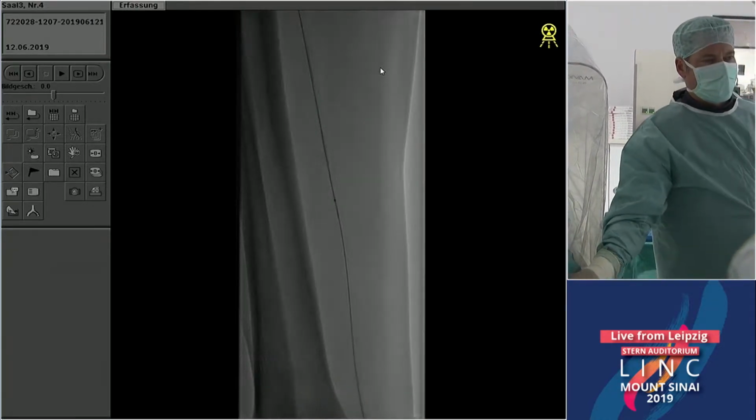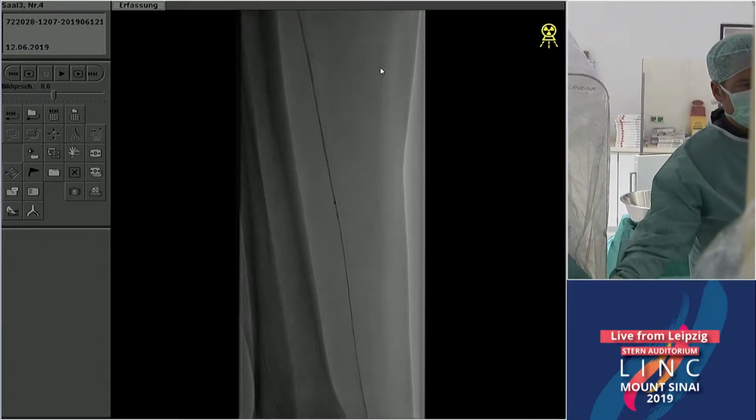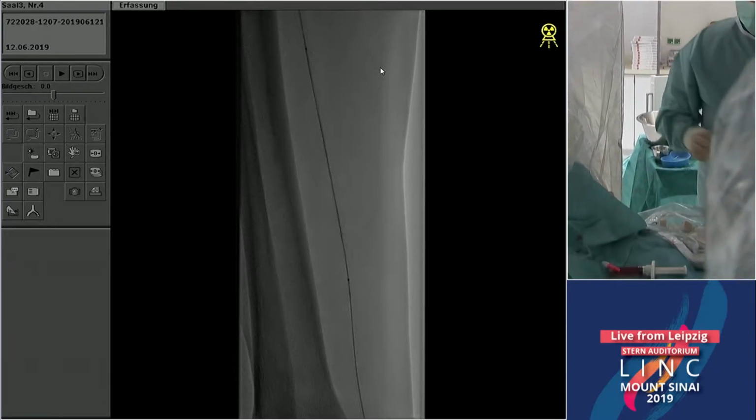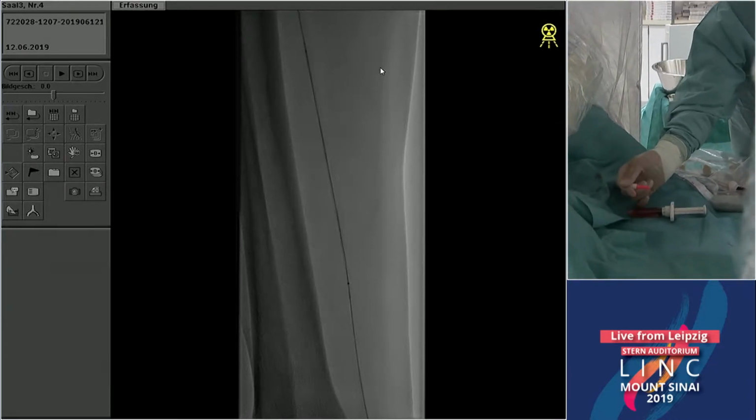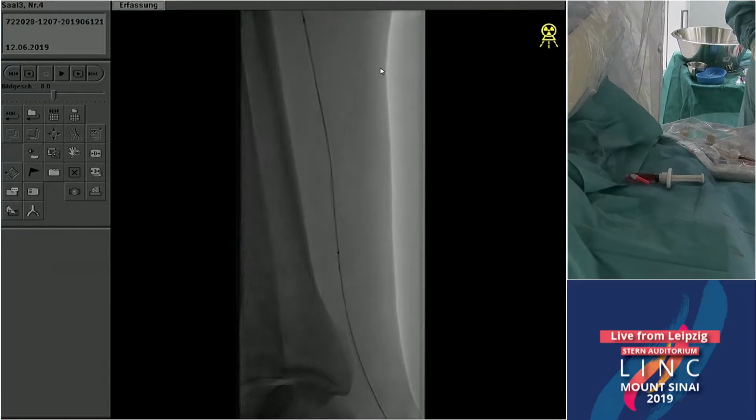Of course, you could also pre-dilate. Yeah. Maybe that's enough. Shall I pull a little more? A little more? Shall I pull more? No. Okay. I think we're in an open segment and we can easily pull out the wire now.